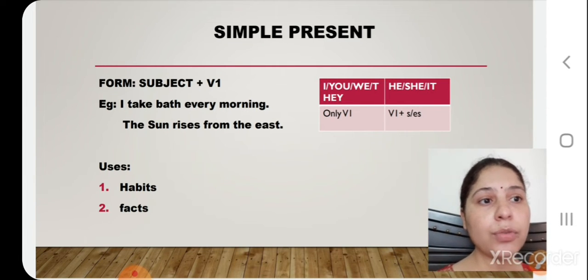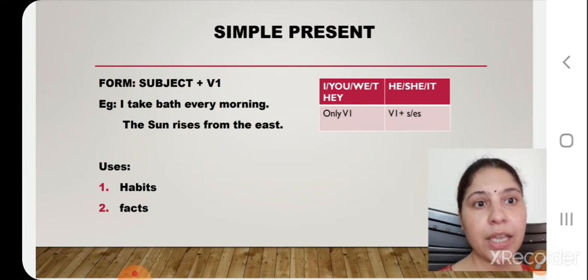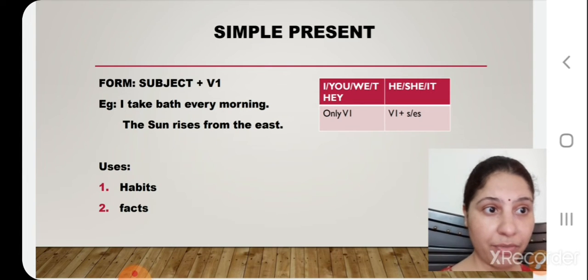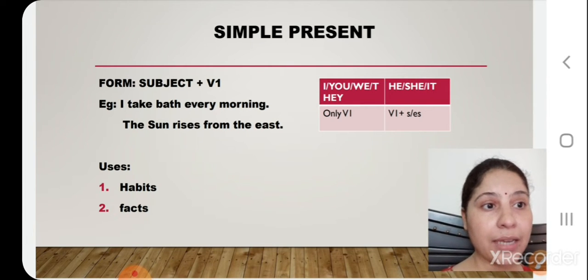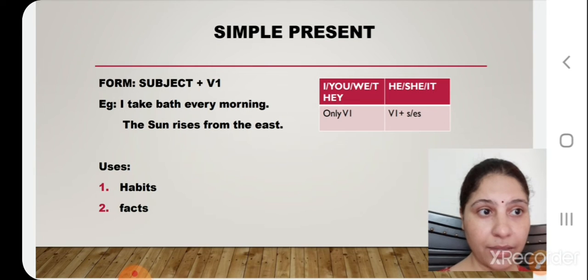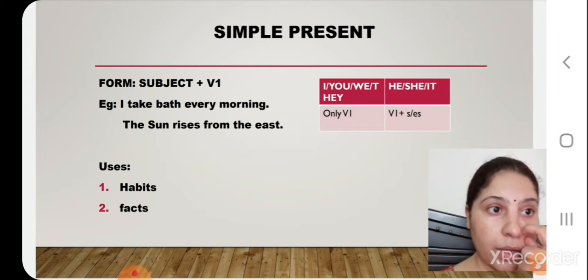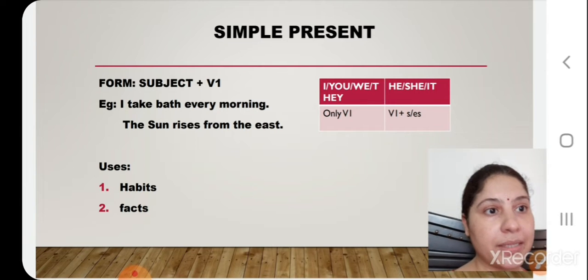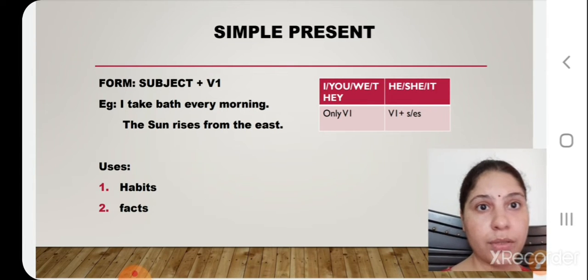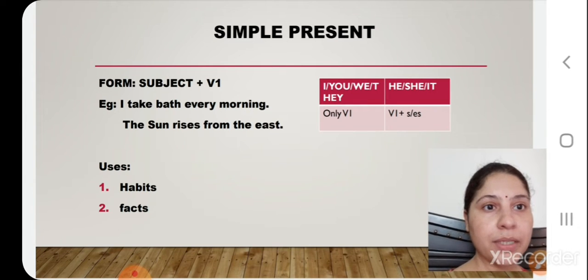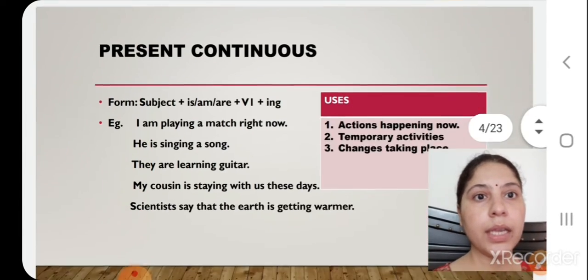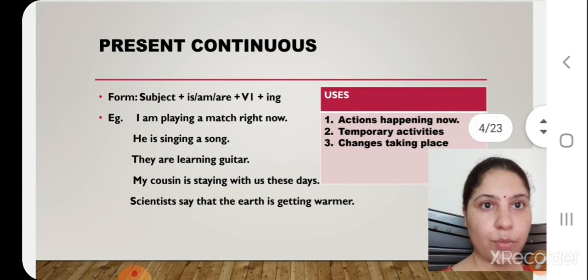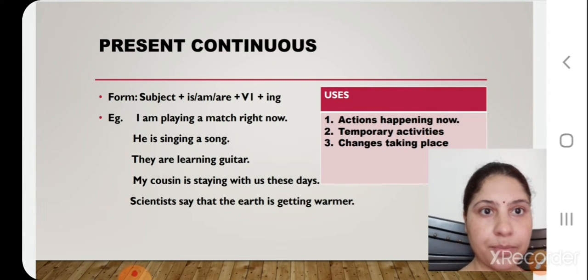Then another use of simple present tense is to denote facts. The sun rises from the east, it is a fact. Water boils at 100 degrees Celsius, that is another fact. So for habits, for facts, we use simple present tense. And the rule for it is first form of the verb. I hope it is clear. Now let's move on to the next one, present continuous tense.